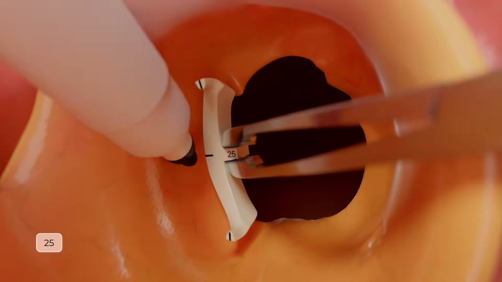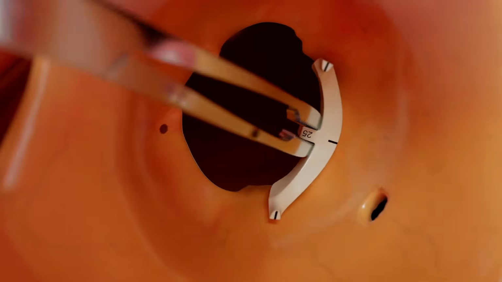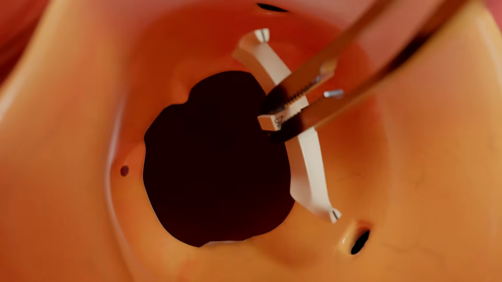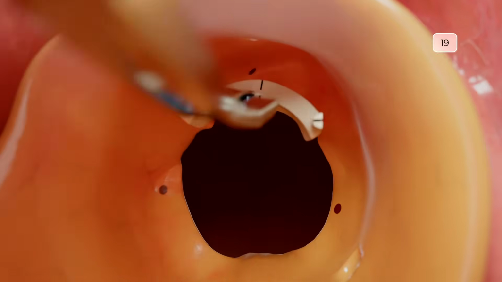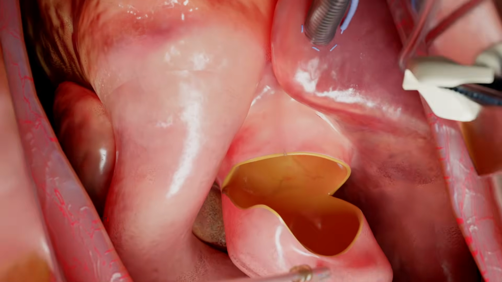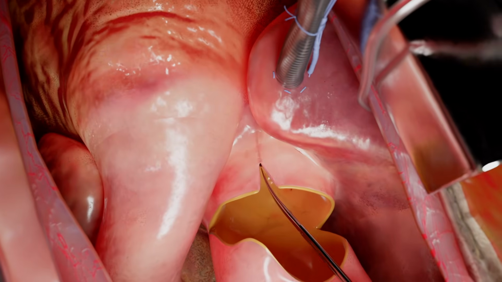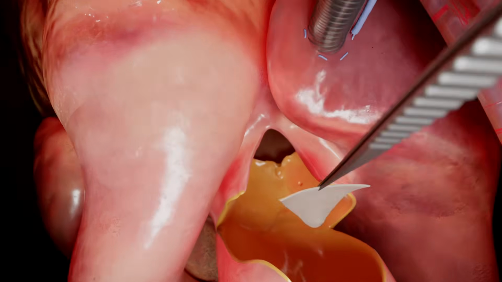Next, the bases of the sinuses are measured and their midpoints are marked. If one of the sinuses is significantly smaller than the others, aortic root grafting is indicated. The surgeon makes a longitudinal incision in the aortic wall along the smaller sinus, extending down to the fibrous annulus.